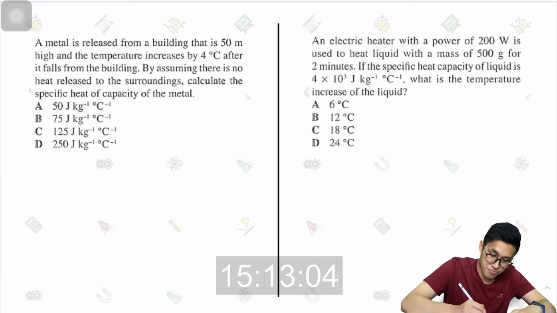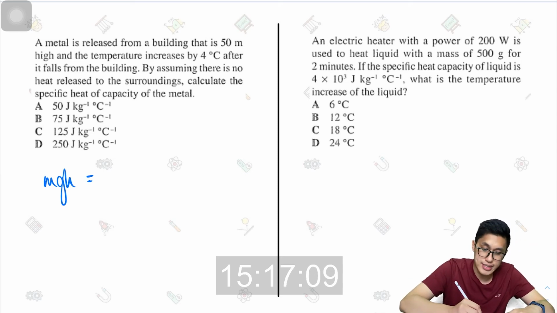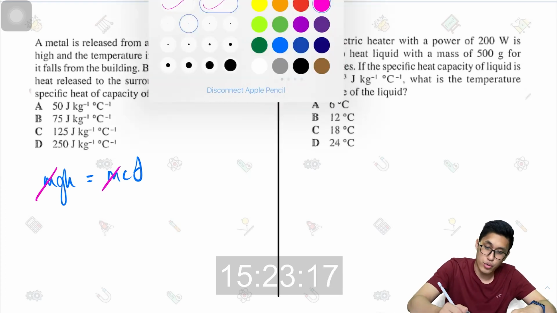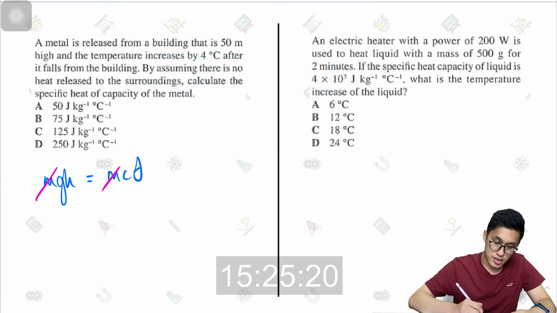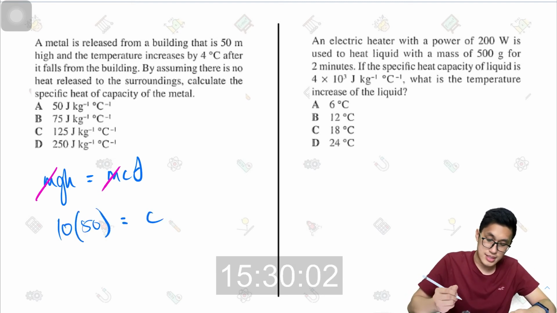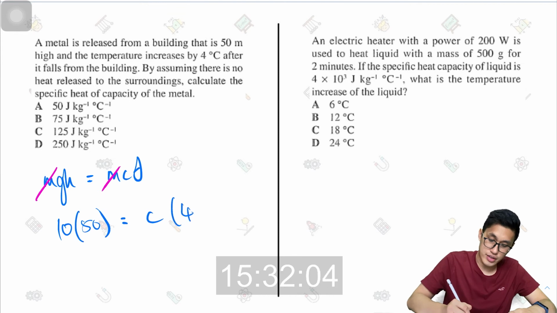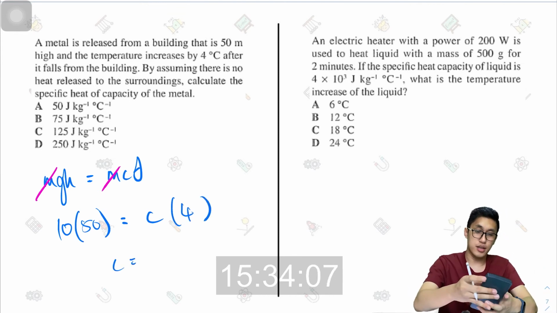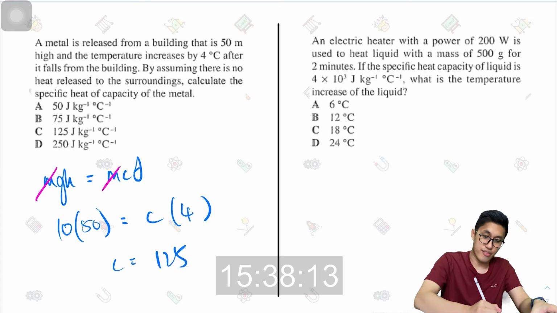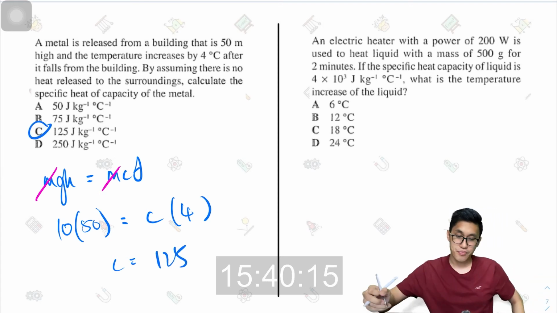Okay, so we can say that mgh, which is the potential energy, is equal to the heat energy, that's mcθ, right? The m can cancel each other off, so we don't need to know what the mass is. The gravitational acceleration is 10, height is 50, C is what we're trying to find, and the temperature difference is 4. So C here would be 500 divided by 4, that's 125. So the answer is C.